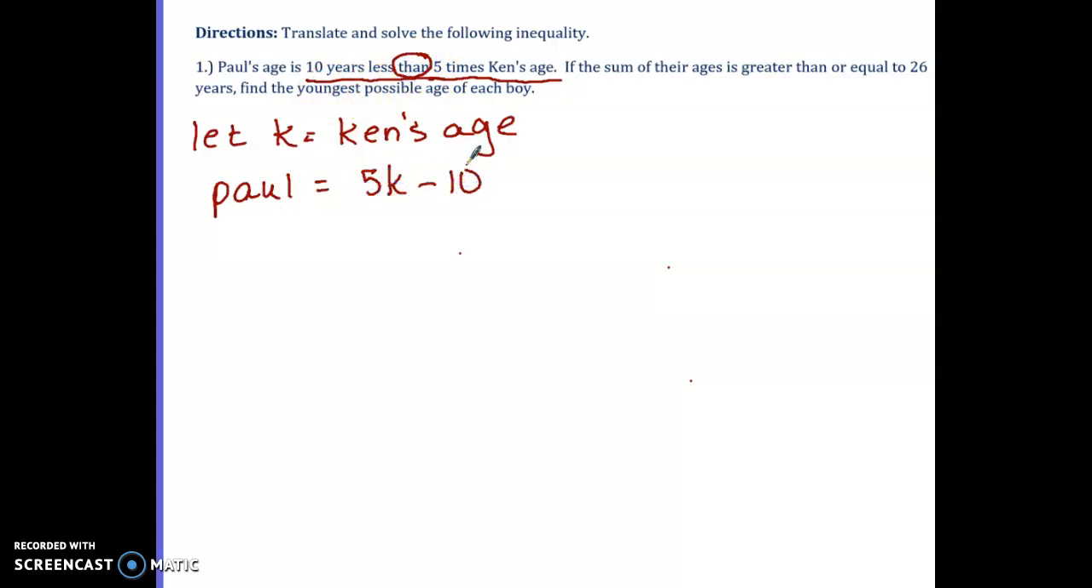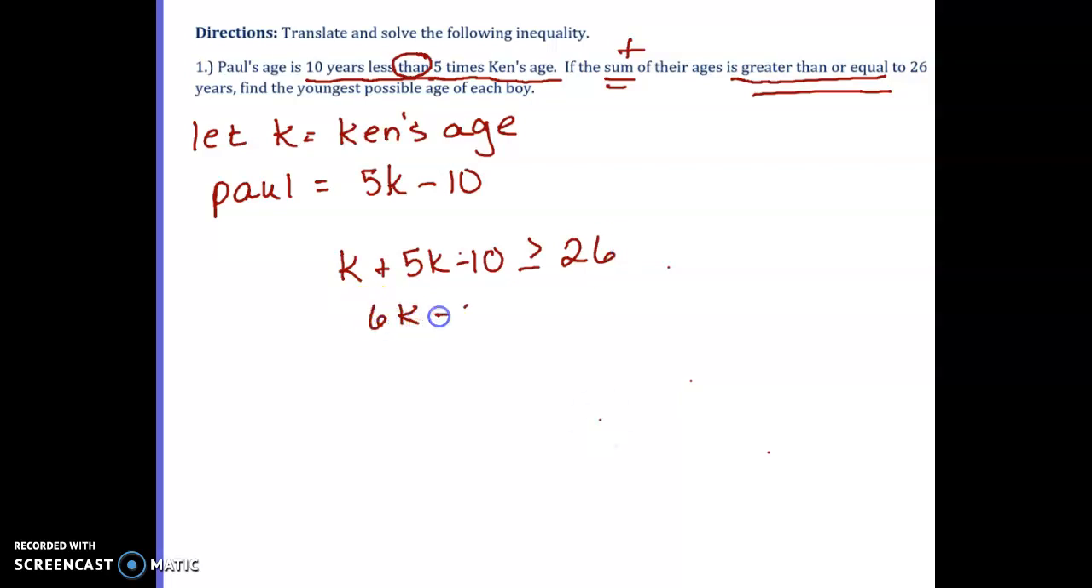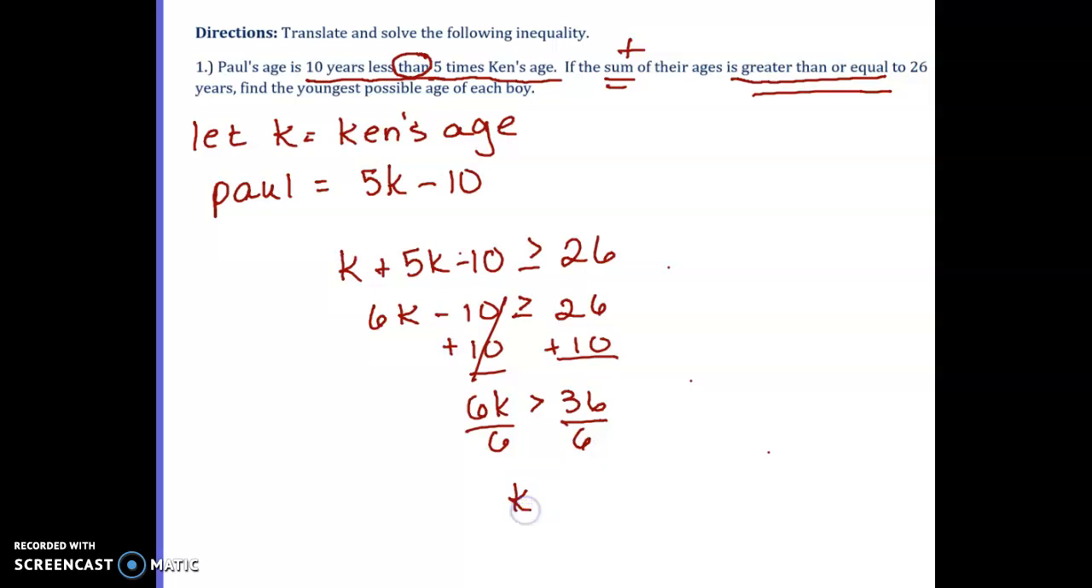So we have 2 expressions. If the sum of their ages, so we're going to add their ages, so we're going to take Ken's age and we're going to add Paul's age, and it's greater than or equal to, so there's our greater than or equal to 26. Okay, so there's our inequality. Now I'm going to combine our like terms, 6k minus 10 greater than or equal to 26, and then I'll add my 10 to both sides. 6k will be greater than or equal to 36. Okay, and then when we divide by 6, k is going to be greater than or equal to 6.